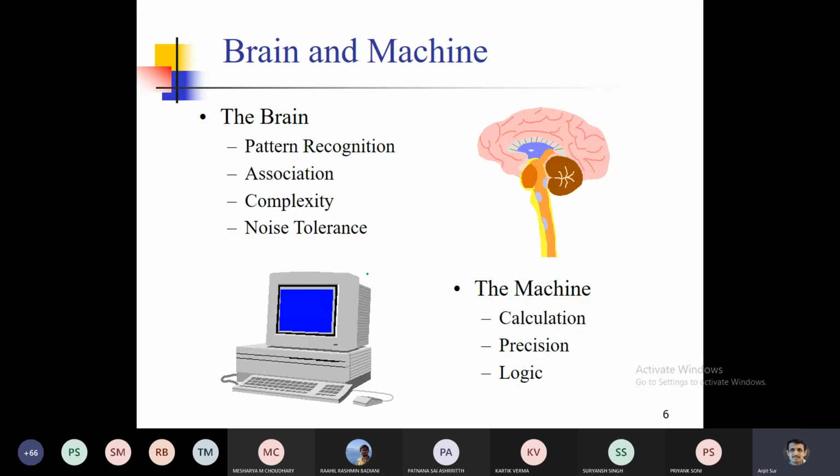If we try, in our modern AI, machine learning, deep learning, to replicate the brain with a machine: the brain is very good for pattern recognition, association, complexity, and noise tolerance, whereas the machine is about calculation, precision, and logic. That will be much higher than the human brain. We are not that precise. Humans are not precise as compared to the machine.